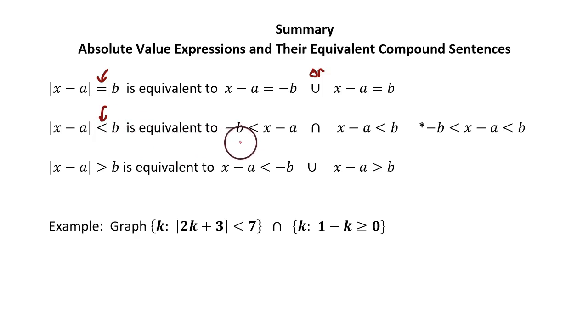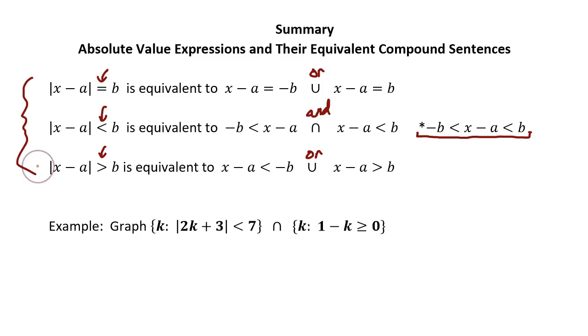Our next example was an absolute value inequality that had a less than symbol in it. It is equivalent to this compound sentence: negative B is less than X minus A, intersected with X minus A is less than B. It's more convenient to write the inequality like this. If you ever see the word and connecting inequalities together, that means intersection. Our third example was an absolute value inequality that had a greater than symbol. It's equivalent to X minus A is less than negative B, union X minus A is greater than B. Again, the word or means a union.